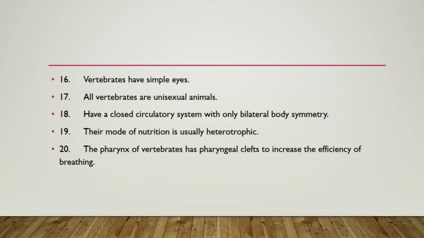All vertebrates are unisexual animals, either male or female. Vertebrates also have only bilateral body symmetry and a closed circulatory system. Their mode of nutrition is usually heterotrophic. Heterotrophic means that they cannot produce their own food. Vertebrates' pharynx have pharyngeal clefts to improve breathing ability.